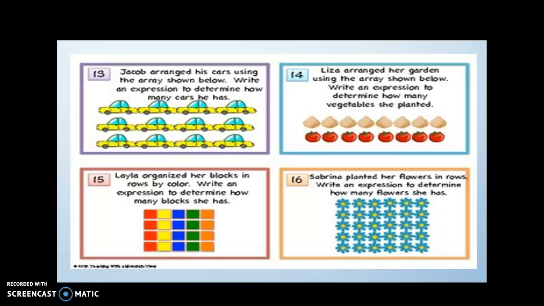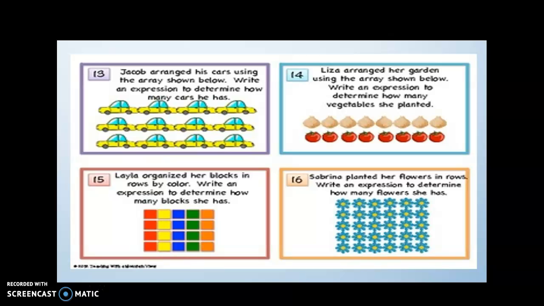So our question asks us to write an expression to determine how many cars he has. So we have 4 columns and 3 rows. Yes, that is correct, Karen. The answer is 12. We take 4 times 3, which will give us 12. We can count the cars, and that will let us know that our answer is correct.